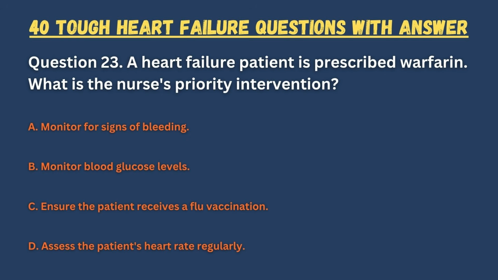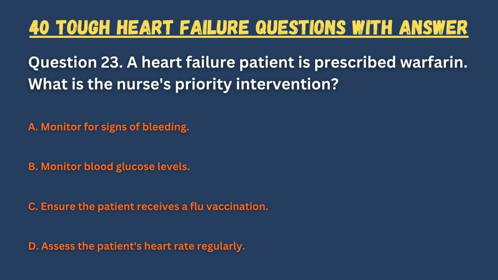Question 23. A heart failure patient is prescribed warfarin. What is the nurse's priority intervention? A. Monitor for signs of bleeding. B. Monitor blood glucose levels. C. Ensure the patient receives a flu vaccination.